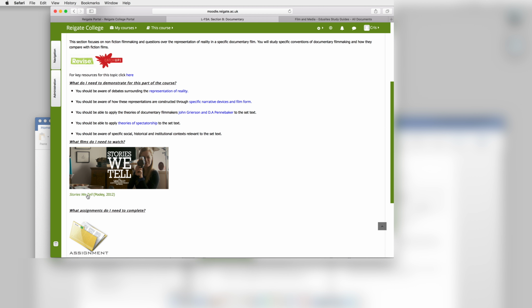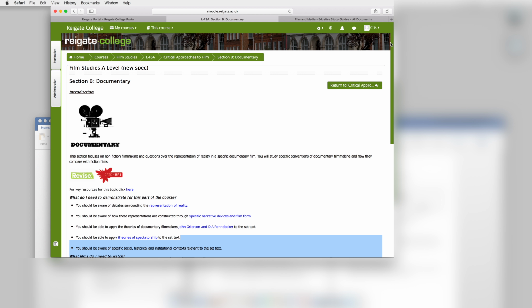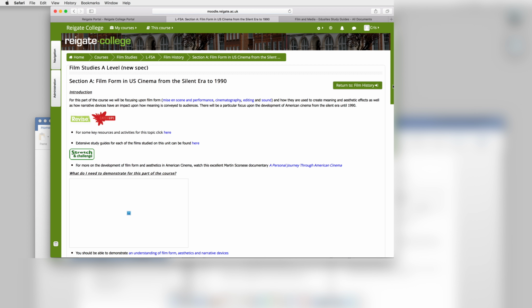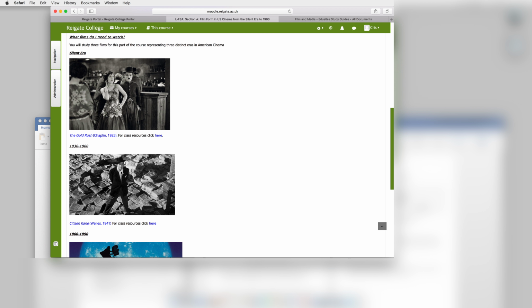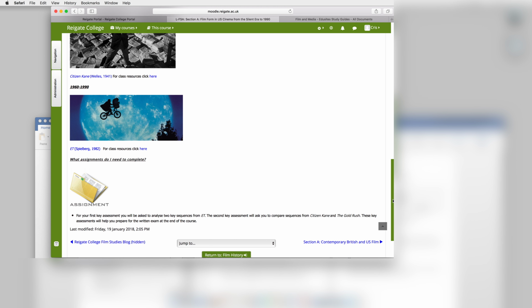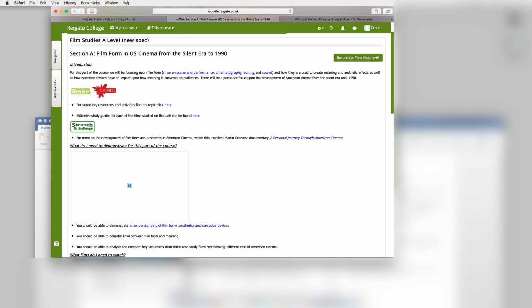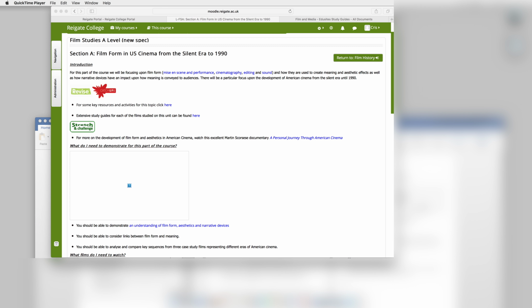You've got links to the film on here, same with, if I just go back to the previous section, you've also got links to the films here as well, which are on eStream. So there's plenty of material on Moodle for you to use as a focus for your revision. And these pages on Moodle have essentially been written with revision in mind. So if you follow the points on here in preparing for the exam, you should be putting yourself in a very good position to do well in that exam.